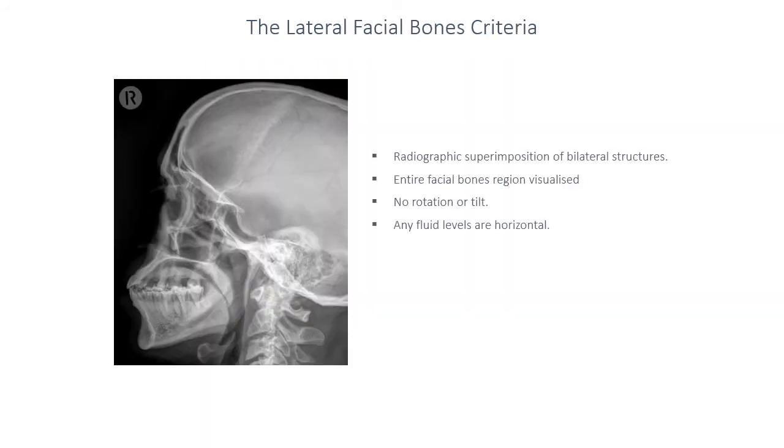So a lateral facial bones projection should have radiographic superimposition of bilateral structures. The closer these bilateral structures are to the middle of the image, the more likely they are to be superimposed, and those on the periphery of the image less so. We should see the entirety of the facial bones, and ideally you'll see the soft tissue contour of the patient's nose anteriorly. You can probably just see the outline of the lips there, and about mid-ear is as far as you want to see posteriorly.